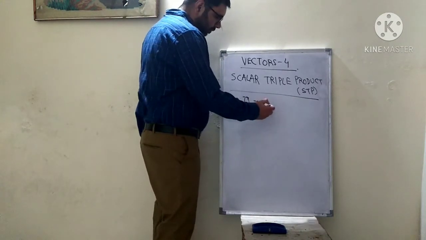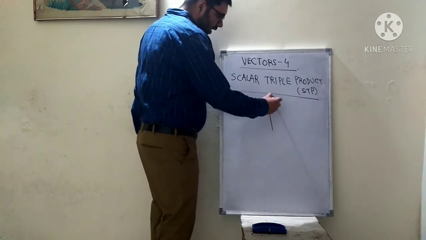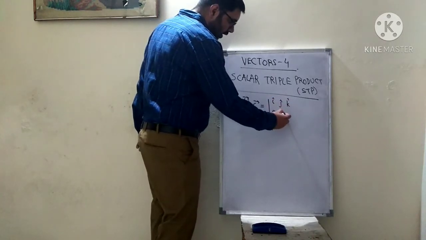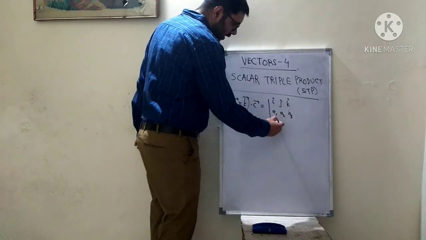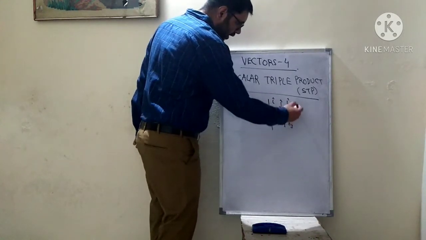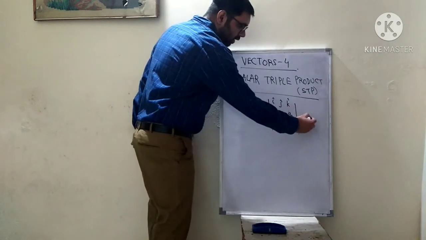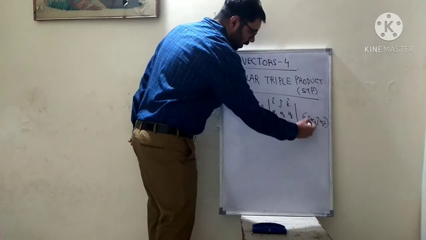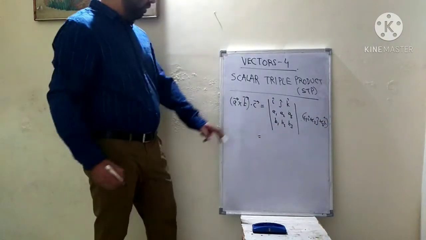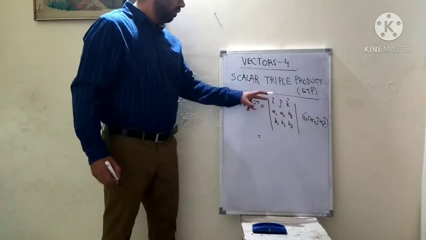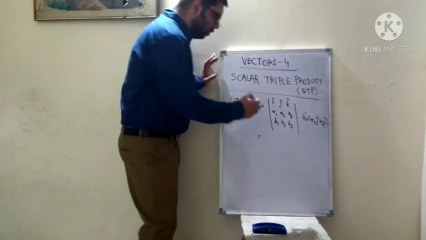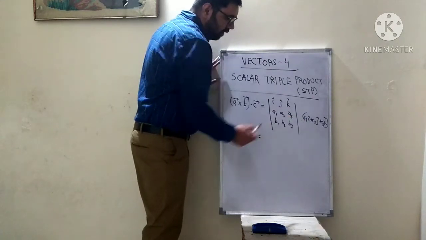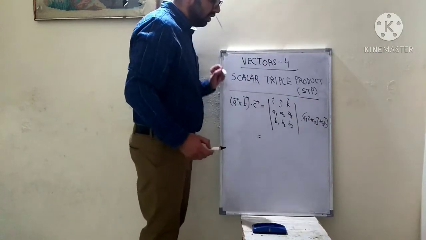We can write it like this: A cross B, I can write in the determinant form: I cap, J cap, K cap, A1, A2, A3, and then B1, B2, B3, dot with the C vector. C vector I can write as C1 I cap plus C2 J cap plus C3 K cap. Now if I want to take the dot product of this vector with the first row, I will take I cap dot this vector as the first element, J cap dot this vector as the second element, K cap dot this vector as the third element.